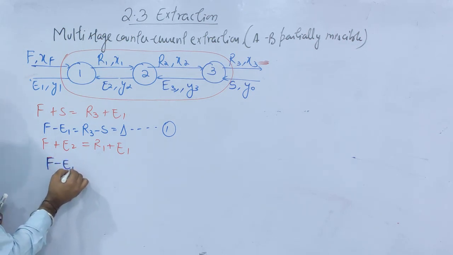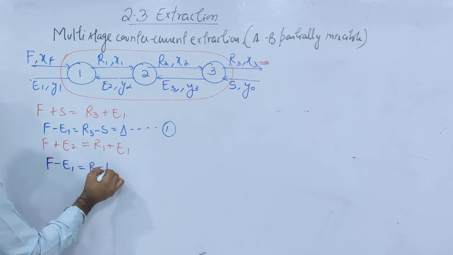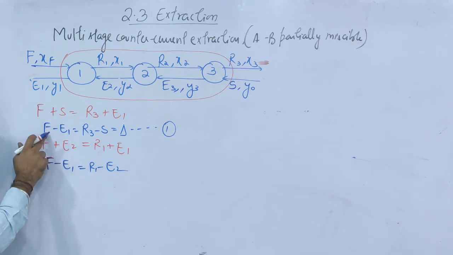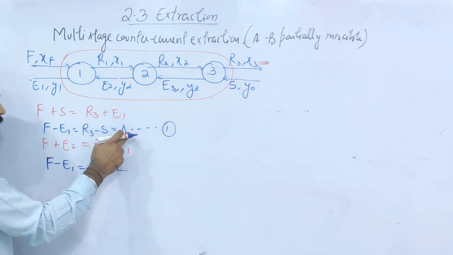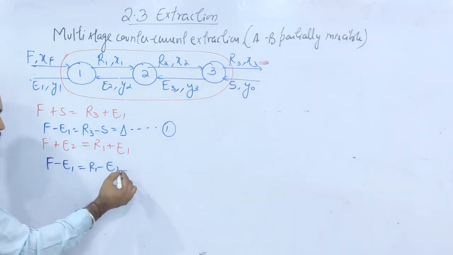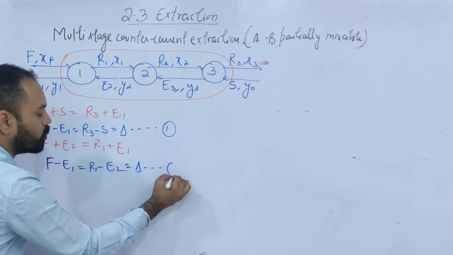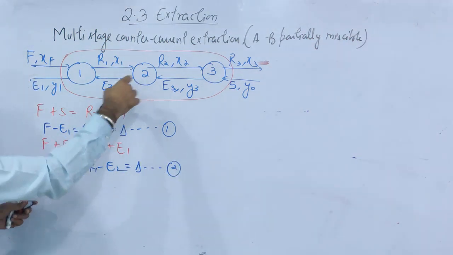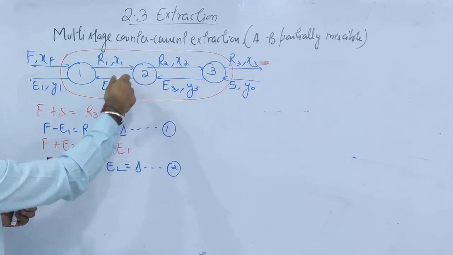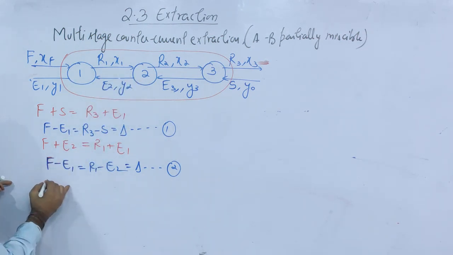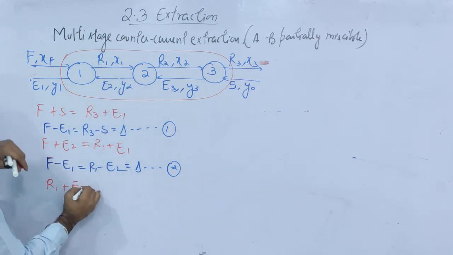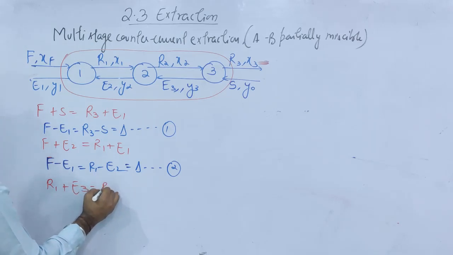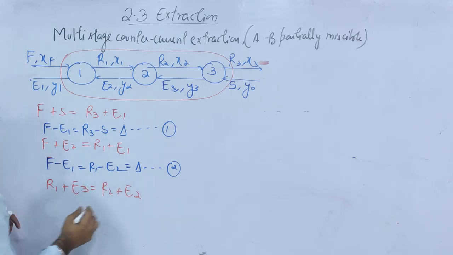F minus E1 is equal to R1 minus E2. If you see this equation, F minus E1 is also equal to this, and delta F minus E1 is also equal to this. So this must be equal to delta, equation 2. Now let me write the same balance for stage 2, which shows R1 plus E3 is equal to R2 plus E2.